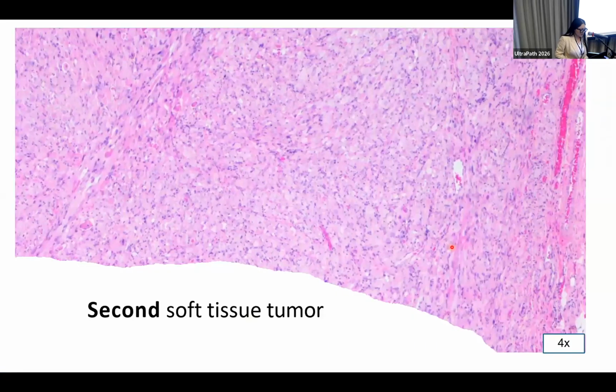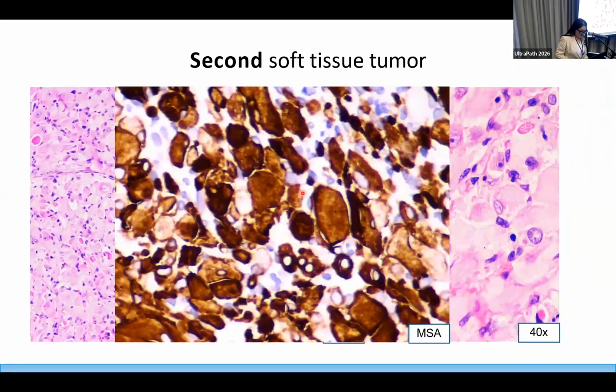And the histological features show this neoplasm with a solid pattern. The cells are large, with a random appearance, and no mitosis or necrosis was identified. These features are consistent with a rhabdomyoma. I'm sorry, this presentation is overlooked, but we actually added MSA, which was highly positive.